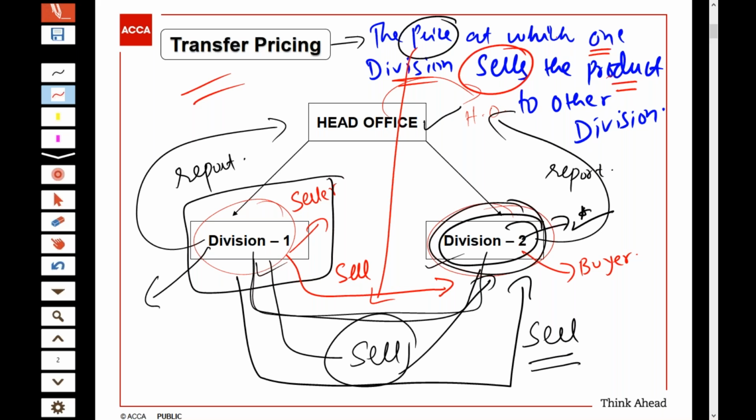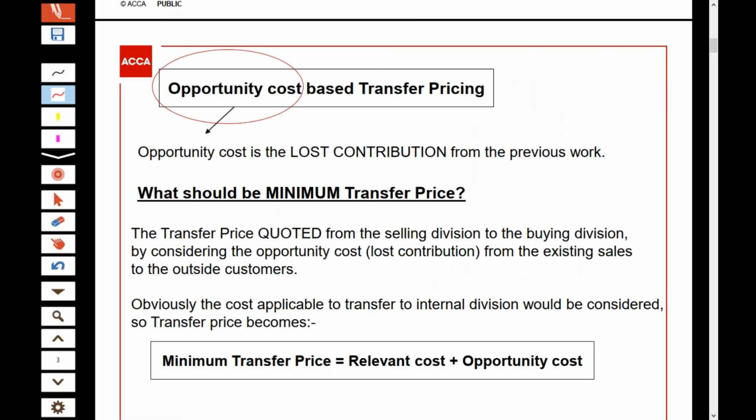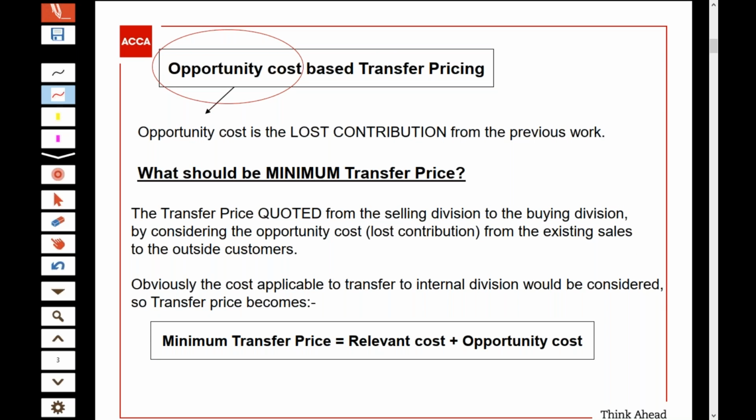Okay, now there are a lot of ways to set the transfer price, but there's a famous and most used approach, that is the opportunity cost based transfer price. Before proceeding with the transfer pricing calculations, first of all, let's understand the concept of opportunity cost. What is actually the opportunity cost? It is the lost contribution from the previous work.